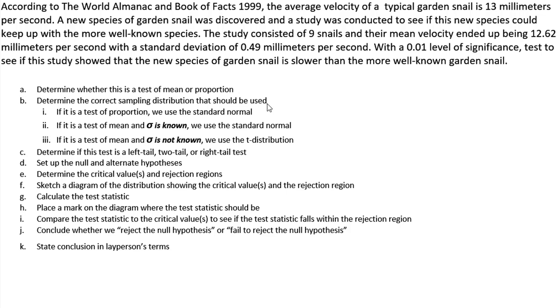So the question is, sigma known or not? It said the study consisted of 9 snails, their mean velocity ended up being 12.62 millimeters per second, and the standard deviation was 0.5 millimeters per second. Although this is showing a standard deviation, it is not showing the population standard deviation. If it doesn't specifically use the word population, or if it doesn't say sigma equals, then basically sigma is unknown, and this is an S, not a sigma.